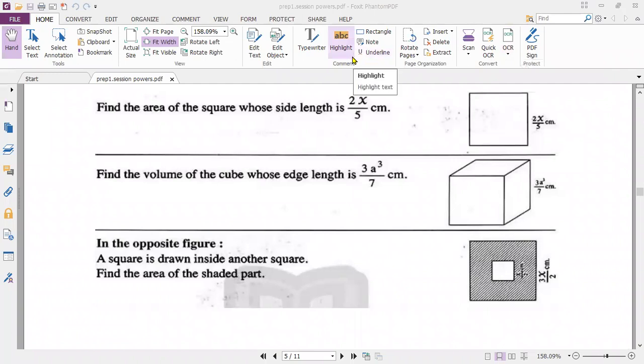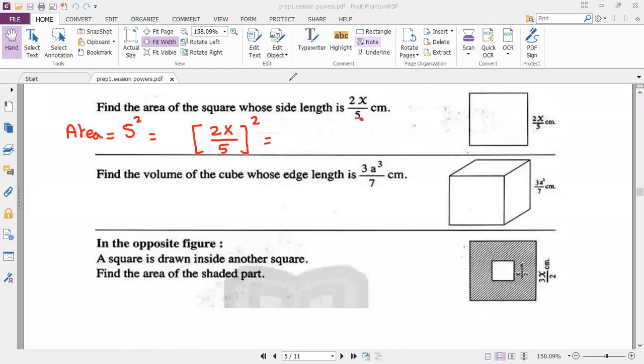Let's answer some geometric applications. Find the area of the square whose side length is 2x over 5. What is the area of the square? Area is side multiplied by itself. So area of the square equals side multiplied by itself, so side times side, or s raised to the power of 2. What is the length of the side here? The length of the side is 2x over 5. So it's 2x over 5 raised to the power of 2.